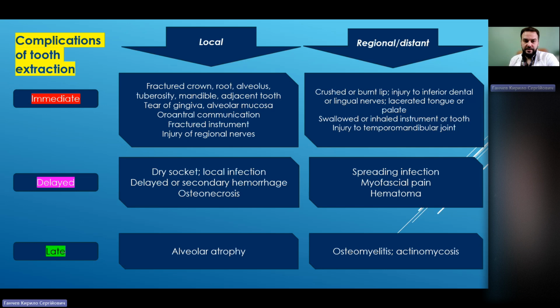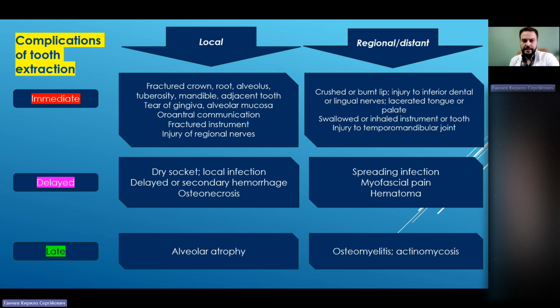adjacent tooth, tear of gingiva, velar mucosa, oral antral communication, fractured instrument, injury of regional nerves. Immediate distant complications are crushed or burnt lip, injury to inferior dental or lingual nerves, and lacerated tongue or palate, and of course it could be swallowed or inhaled instruments or tooth, and injury to the temporomandibular joint.